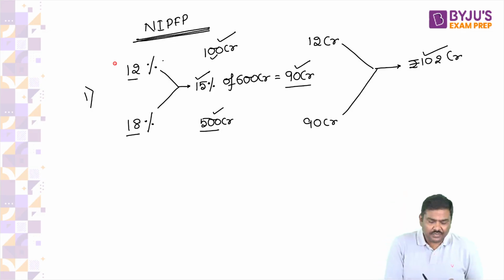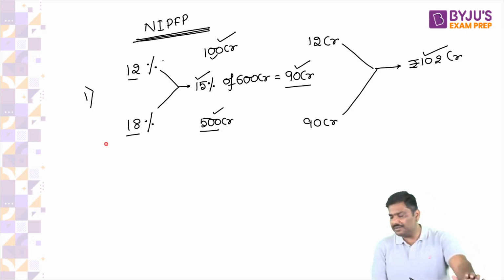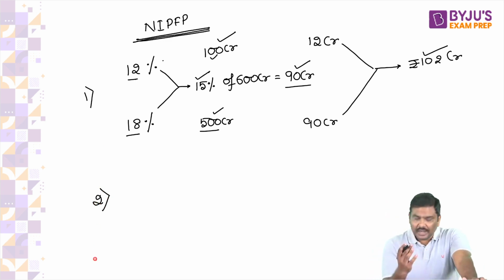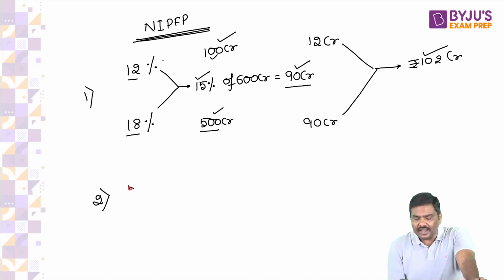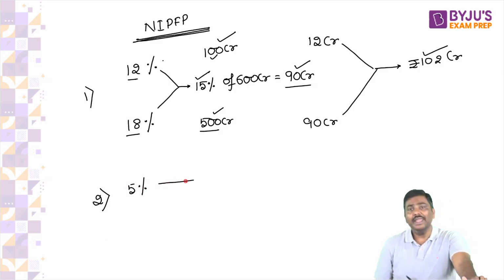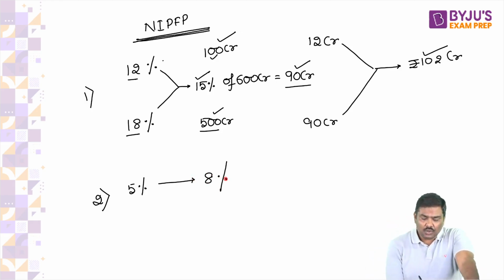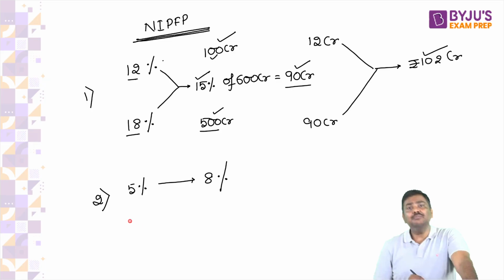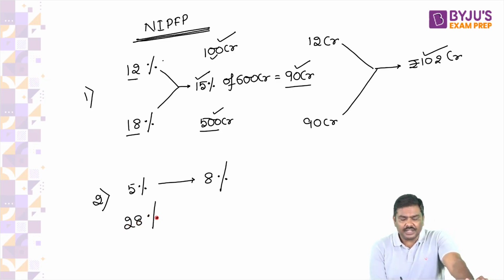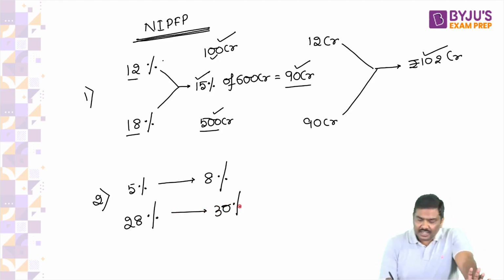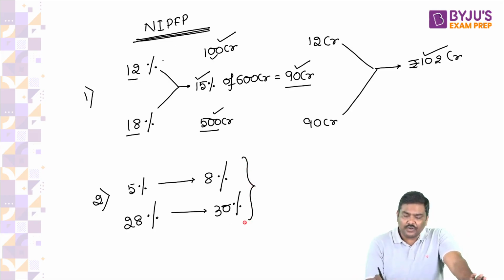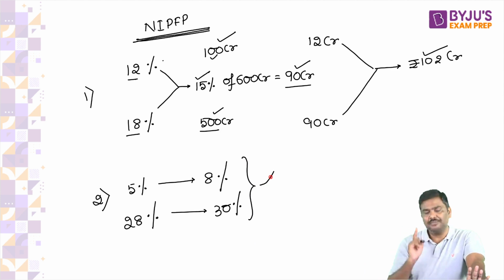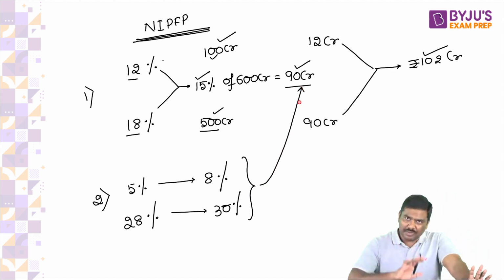In order to adjust for revenue losses, please look at the second recommendation. NIPFP says, there are goods and services on which we are imposing 5% GST rate, increase it to 8%. And there are goods and services on which we are implementing 28% GST rate, increase it to 30%. Increase it to 30%. This rise in GST rate, we will use this to adjust for revenue losses in step 1. This is a recommendation which has been given by NIPFP.